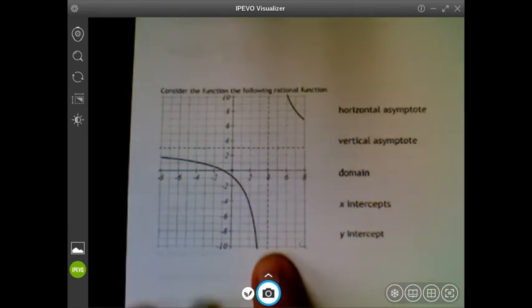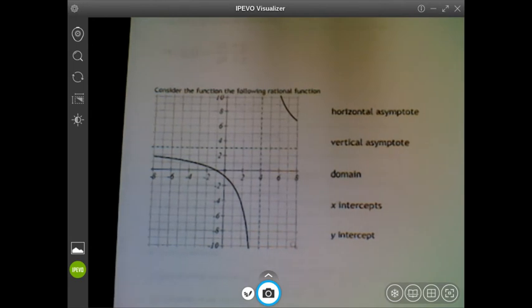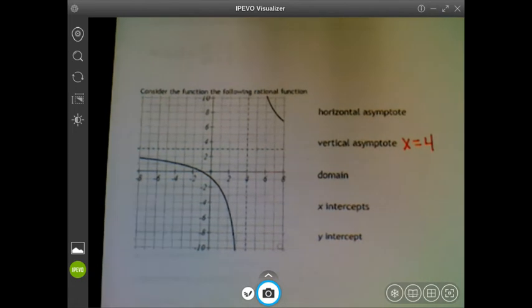And so what's happening here is at 4, this graph doesn't exist. Your graph is behaving where it's either going straight down or straight up, but that specific number doesn't exist. And it doesn't exist because in the equation, it would have divided by 0. So there is a vertical asymptote here. It is at x equals 4.